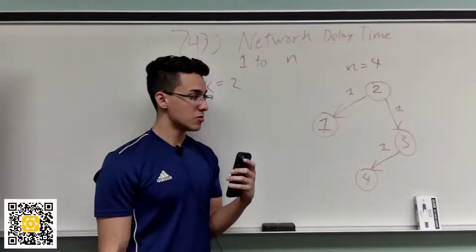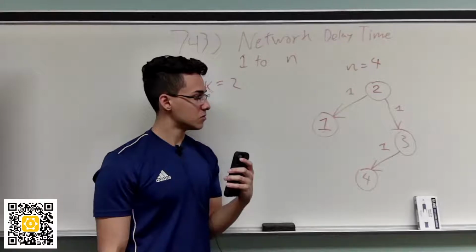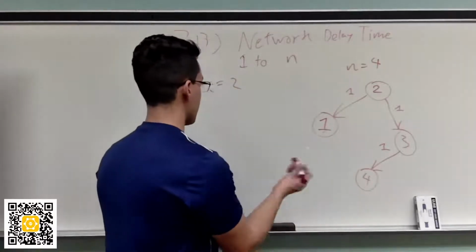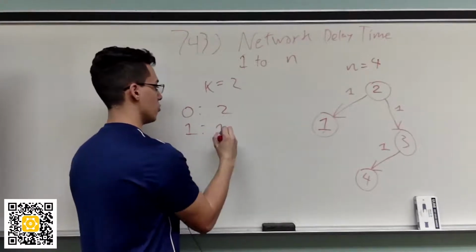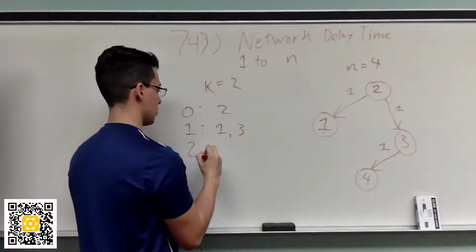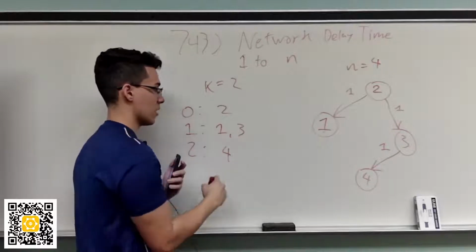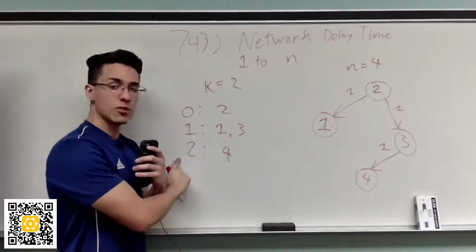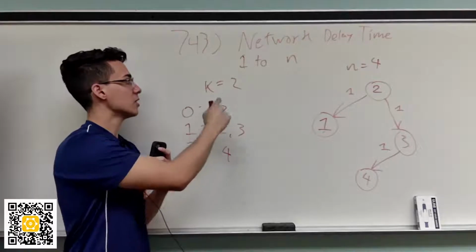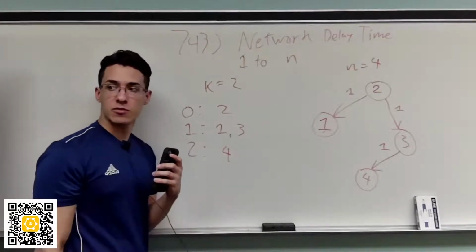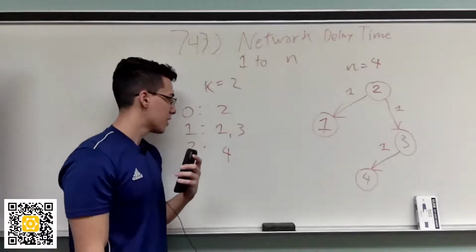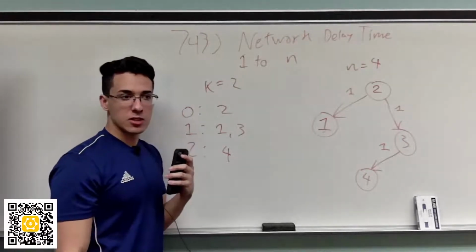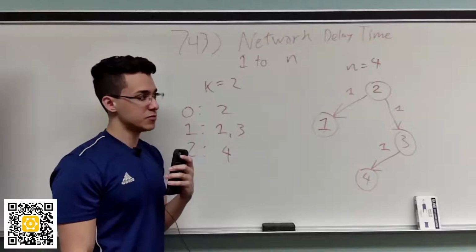So if 1 second passes and we're starting at 2, we have seen 1 and 3. At second 0, you see 2. At second 1, you see 1 and 3. And at second 2, you see 4, and there's no more. So it takes 2 seconds to get from 2 to all other nodes to broadcast the message or signal or whatever. All right? Do we get the goal of the problem?